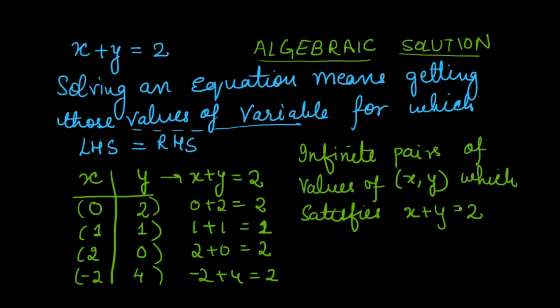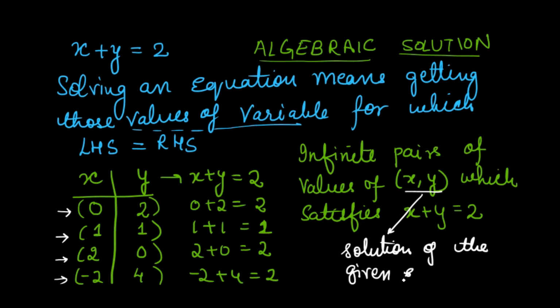You can have infinite pairs of the values of x and y which satisfy the given linear equation in 2 variables. So here, the ordered pair 0, 2 is one solution, 1, 1 is one solution, 2, 0 is one solution, -2, 4 is one solution, and there can be infinitely many pairs of the values of x and y, and all these infinite pairs are called the solution of the given equation. So we are able to find out the solution of the given equation algebraically.